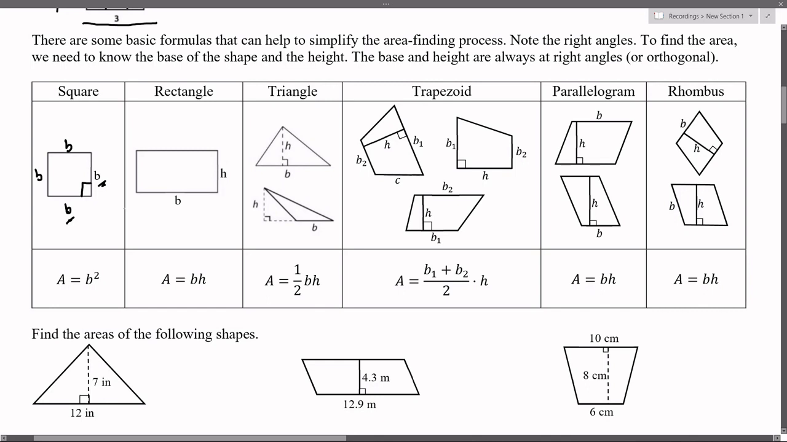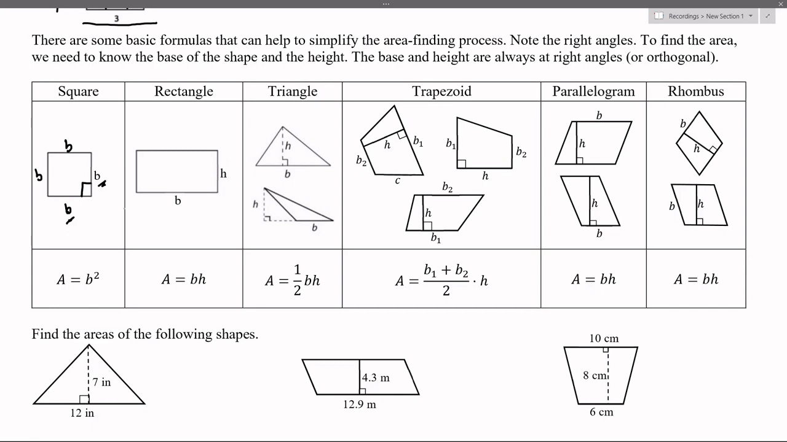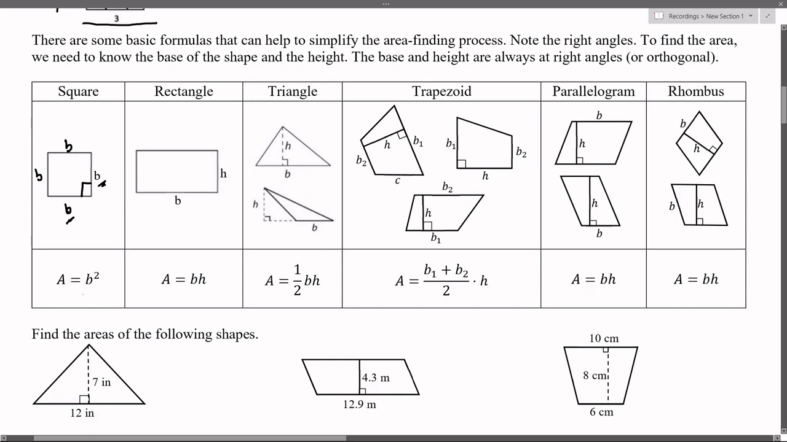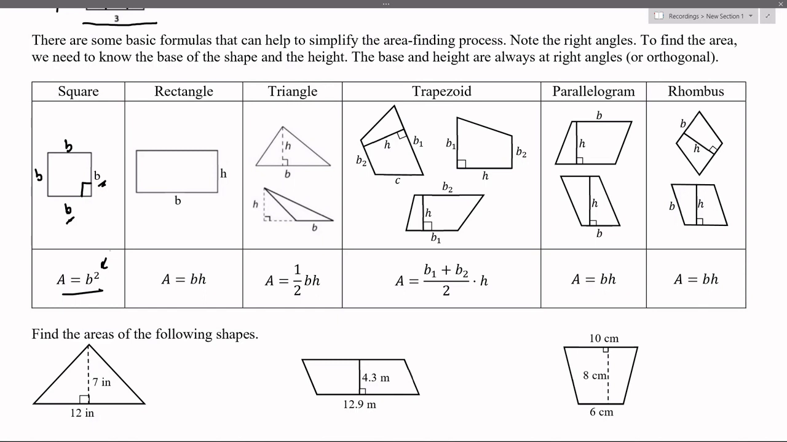That's like a base times a height. The height happens to be the exact same thing as the base since the square is the same length all the way around it. That gives us an area of b times b, or just b squared. That's actually why it's called b squared, right? Because we're squaring the unit. When you square a unit, you're making a square out of it, and you're just multiplying by itself.